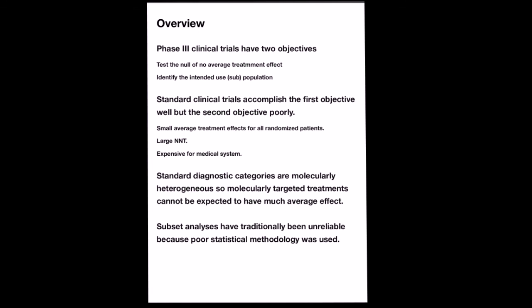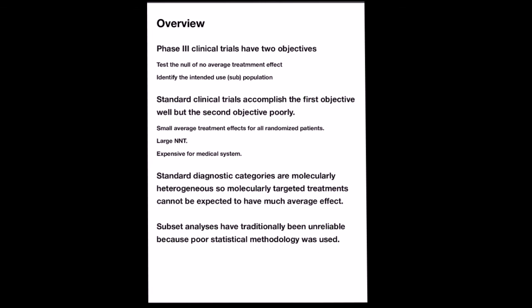In cases where there is an average treatment effect, we don't do much to try to identify an optimal intended use population. So consequently, we have small average treatment effects that payers may not want to pay for, a large number of patients needed to treat for each patient who benefits, and a result that is overly expensive for our national medical systems, because a large number of patients who were in the original eligibility population don't actually benefit from the treatment.